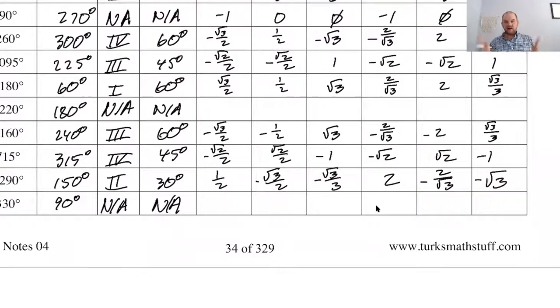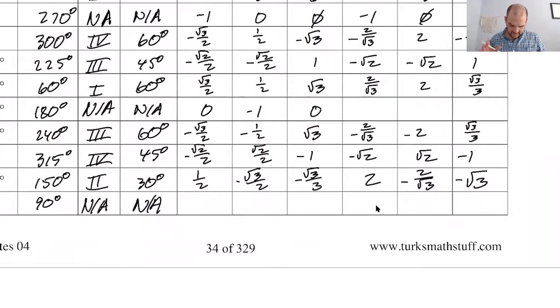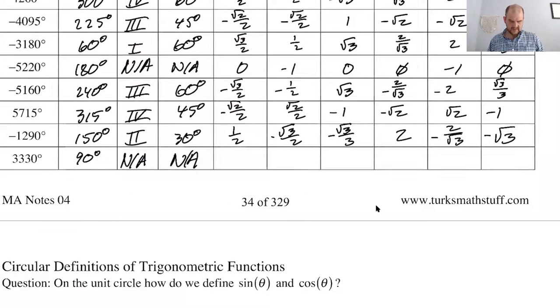Okay. 180 degrees. That's -1, 0. Cosine's -1. Sine is 0. Sine over cosine is 0. And then reciprocal doesn't exist. Reciprocal of -1 is -1. Reciprocal of 0 doesn't exist.